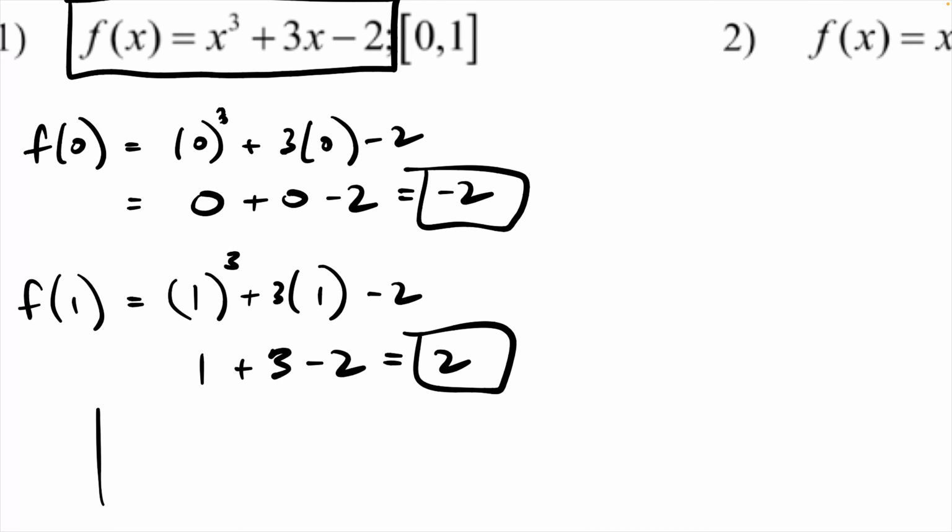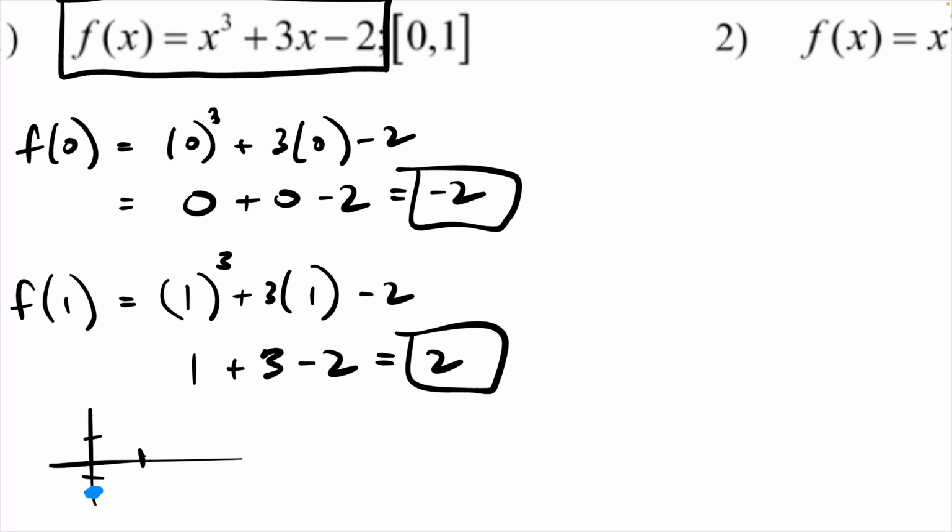Let me draw a little picture here. So at 0, I was at negative 2. At 1, I was above the x-axis. To connect those two blue dots, I have to cross the x-axis. How many times? I don't know. But at least once. So we showed it. That's how you show it.